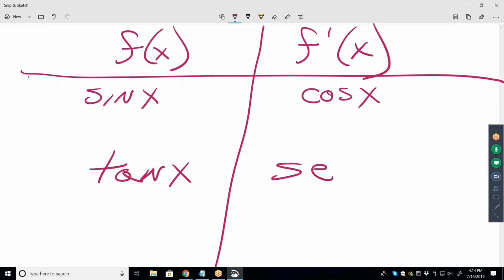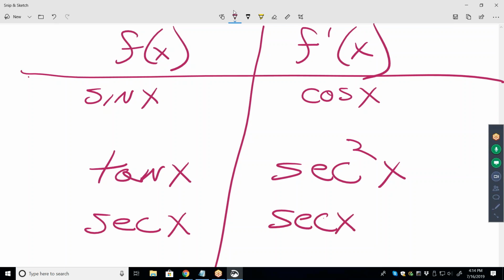That one is secant squared of x, a weird one, and tan, secant. And again, you have to memorize these 3, because the other 3 you can figure out.